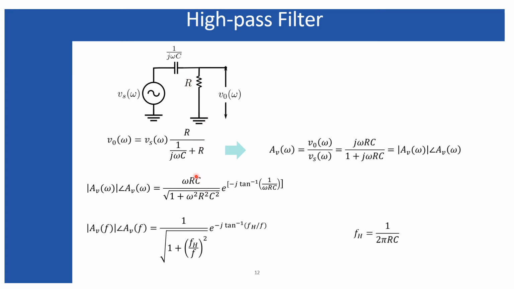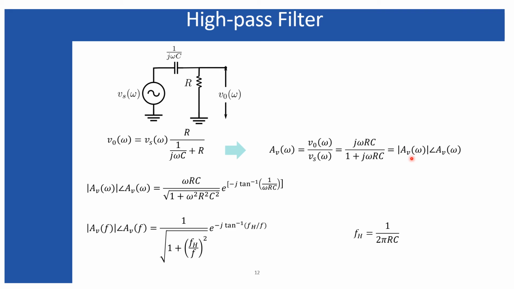How? Follow this procedure. Here also I can find the output voltage V naught using the input voltage, where the output voltage is the input voltage times R divided by the reactance plus R. And in a similar way to how I obtained the gain in the previous case, the low pass filter, here also I have obtained the gain for the high pass filter, that is the ratio of output voltage to input voltage, and a little rearrangement produces this expression for the gain.